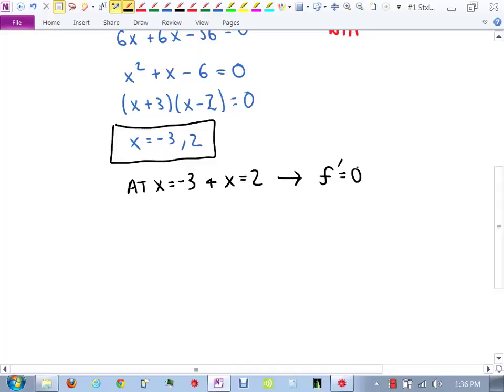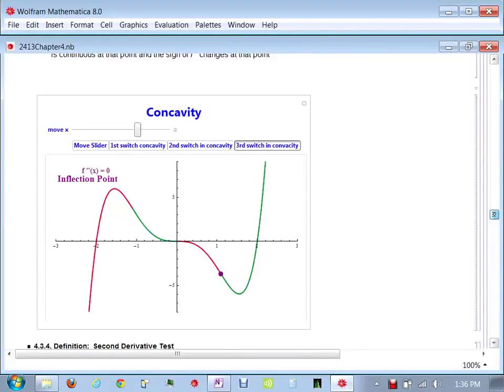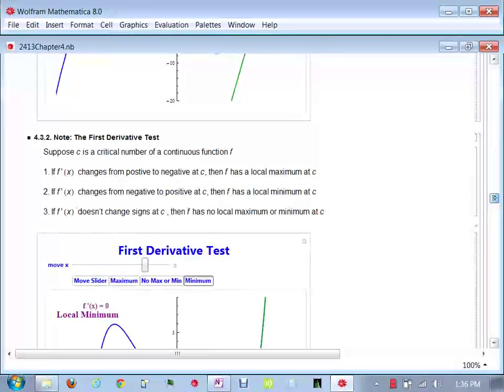Now, the first derivative test said, there it is right there. If the derivative changes from positive to negative at c, then it's a local max. If it changes from negative to positive, then it's a local min. If it doesn't change signs, nothing happens, right? No local max, local min.